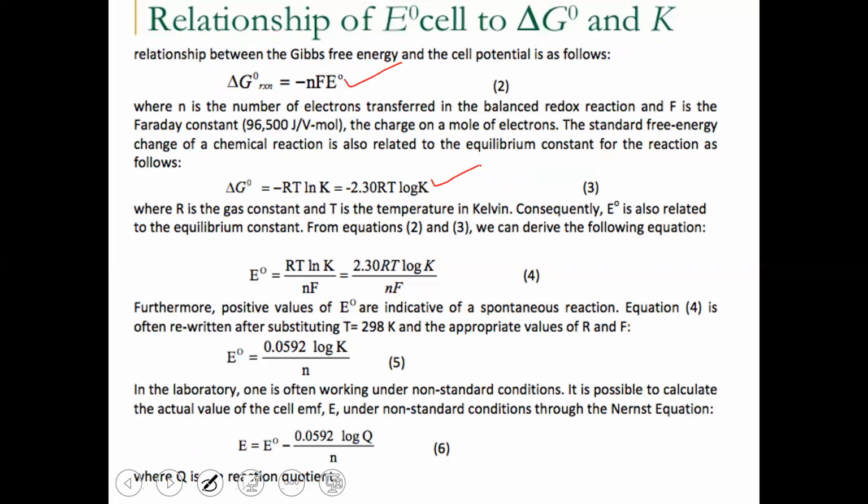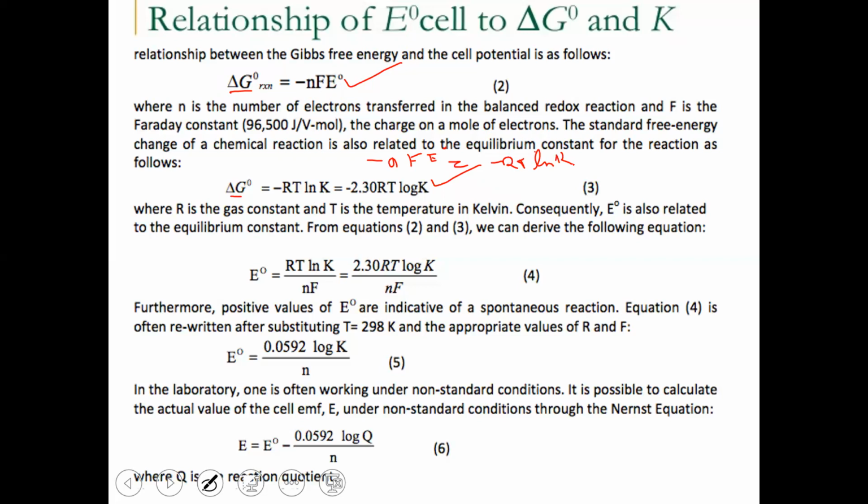From this equation and this one, by taking the two equations, we can easily write the relationship between the cell potential and the equilibrium constant. So by taking these two reactions, it is minus nFE naught is equal to minus RT log K.